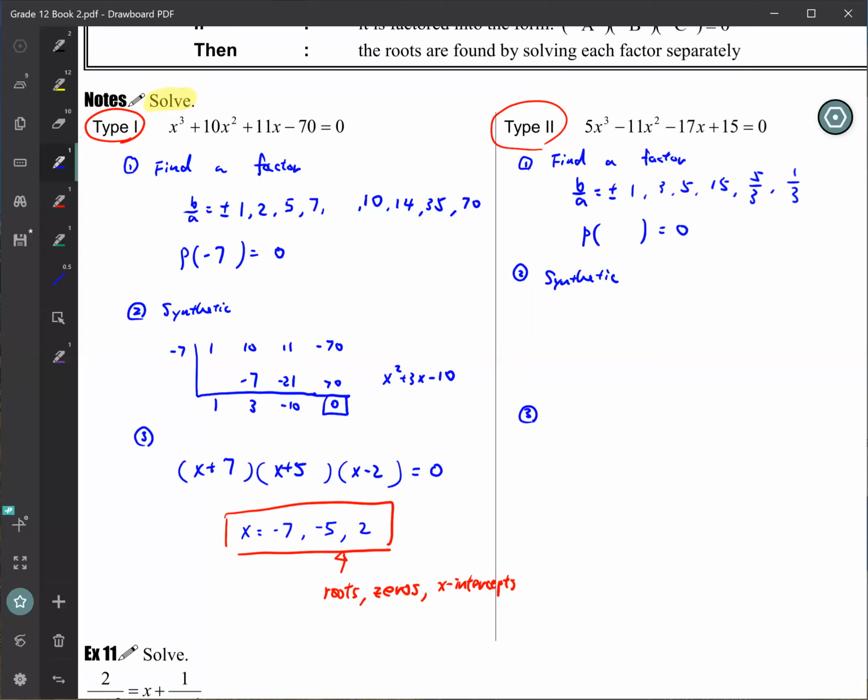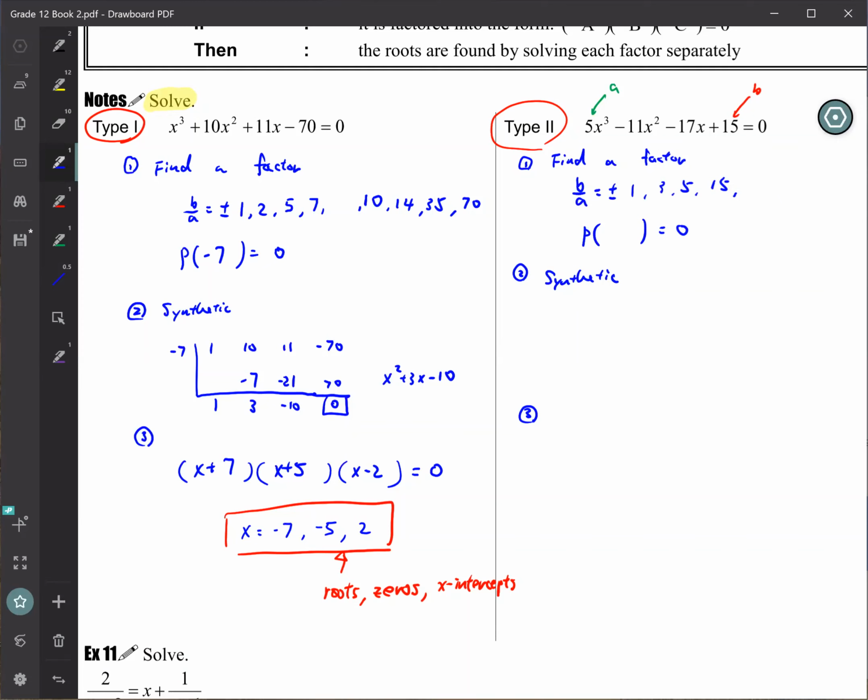5/15. But oh, it has to be b/a though. Oh, dang it. 3. Oh, yeah. Okay. B is coming from 15. A is coming from the 5. Okay. And cancel the 1/3. Actually, 5/3 shouldn't be there as well.